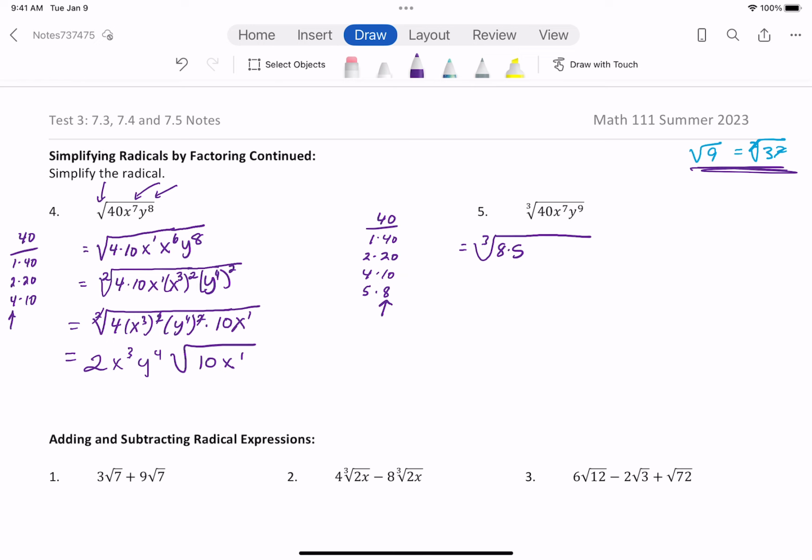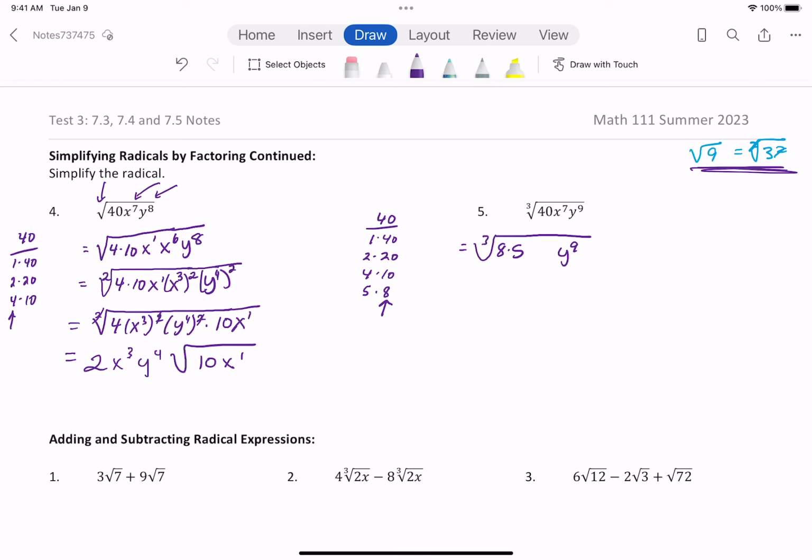Alright, now this time it's not as simple as just taking an odd exponent and subtracting 1. This time, because we're looking for a cube root, we want our variables to have an exponent that is divisible by 3. So this y to the 9th, we're not going to have to change that one because 9 is divisible by 3.